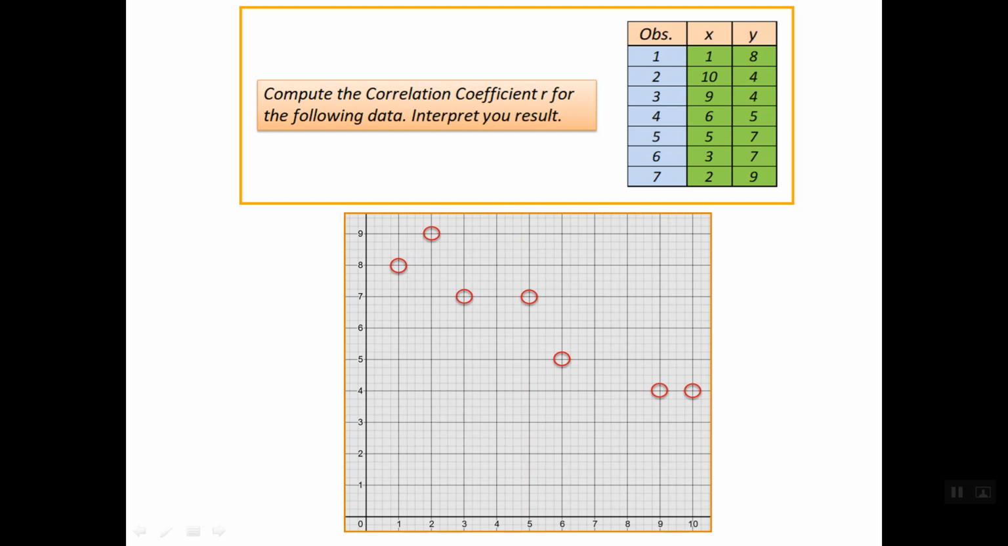As I have mentioned, it is good to draw the scatter plot for the observations in order to have a general idea regarding the correlation between the two variables. So by looking at the scatter plot here, we conclude that we have a negative correlation between the two variables X and Y.